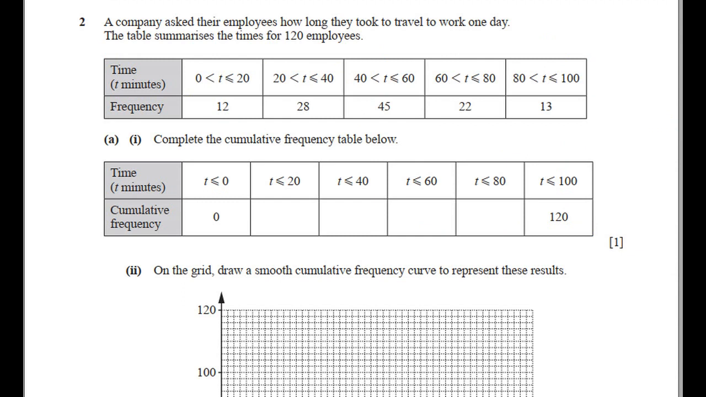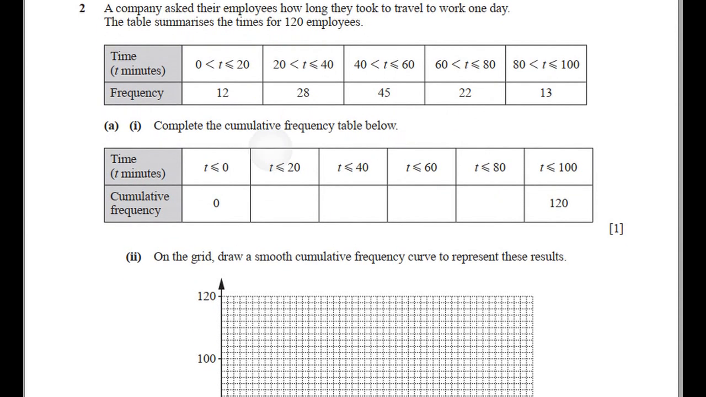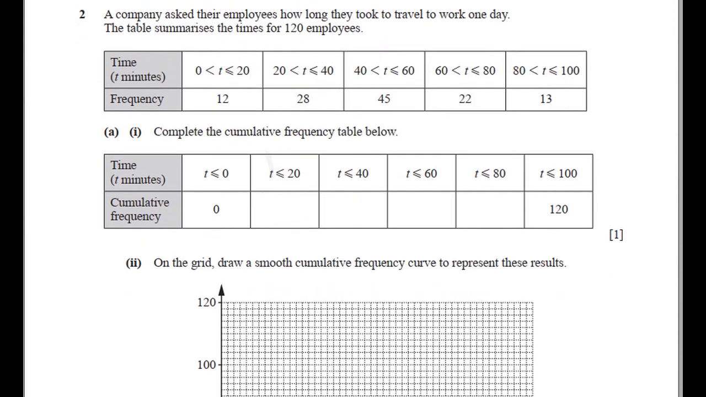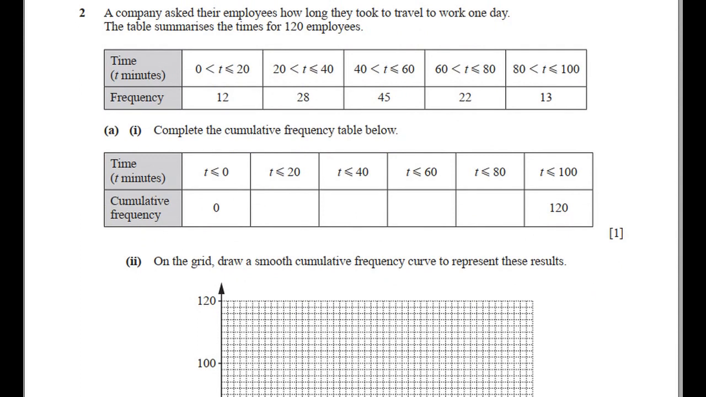Time less than or equal to 20 to travel to work. So time less than or equal to 20. So 12 people take less than 20 minutes to travel to work.